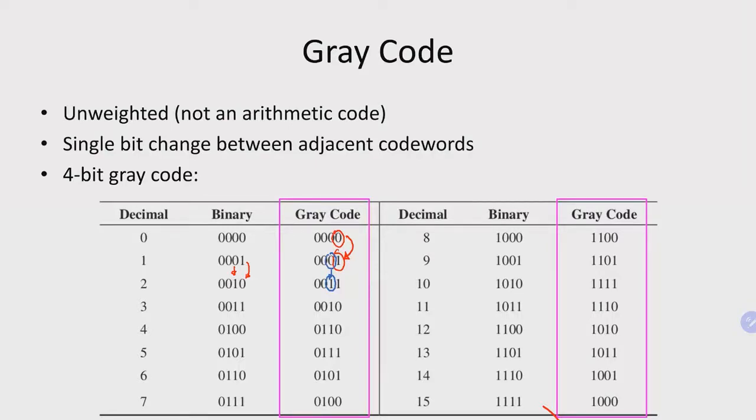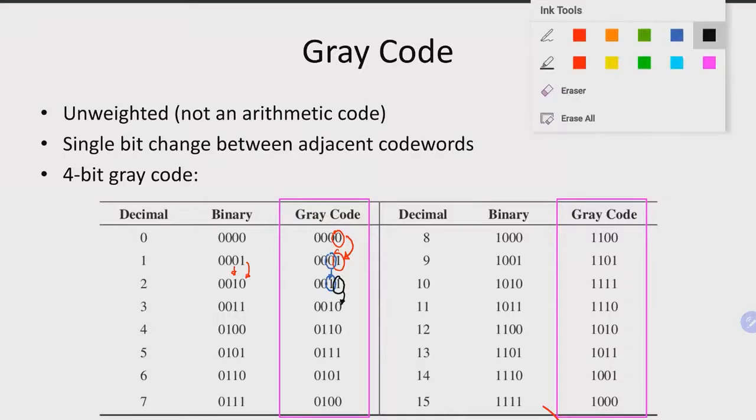And then to maintain that, to go to the next state, again, we only want to change 1 bit. So this is the bit that changes. Okay, so you can see that for each of the states, only 1 bit is changing.